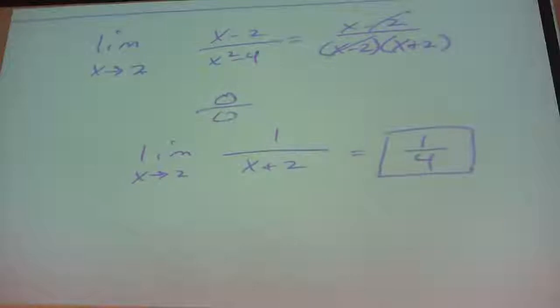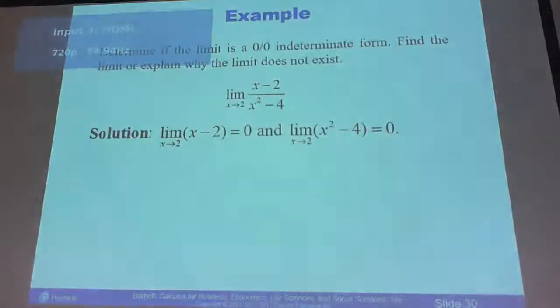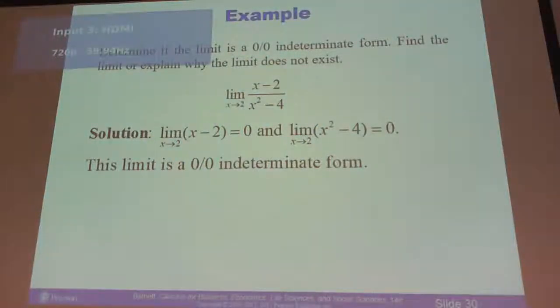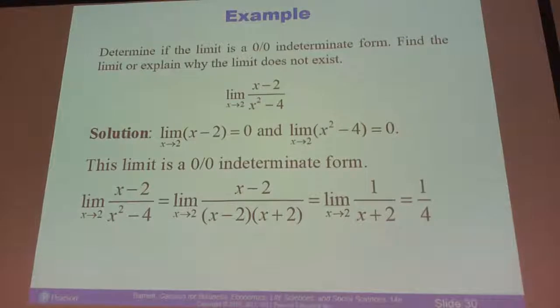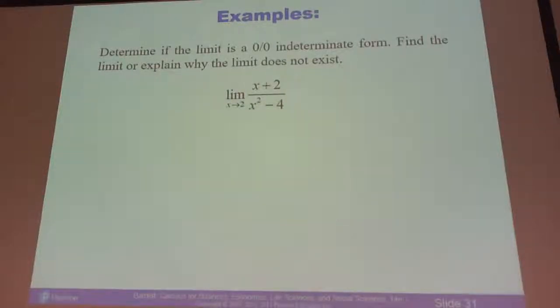So getting 0 over 0 doesn't mean you're done. It means that there's more work to be done. You have to explore a little further. It may or may not exist after that. I don't know. But it means you have some more exploring to do. So the answer is, you get 0 over 0, which is indeterminate. And then you factor the algebra, you get 1/4. Okay? Try this next one.